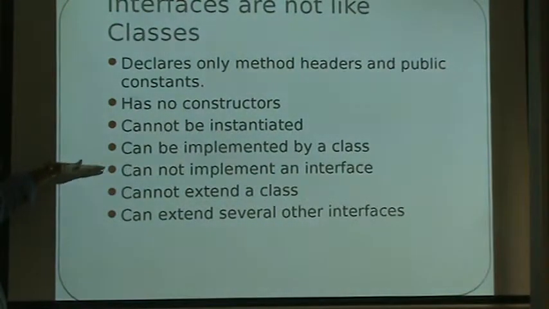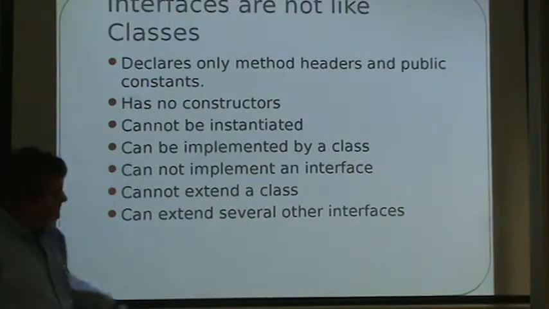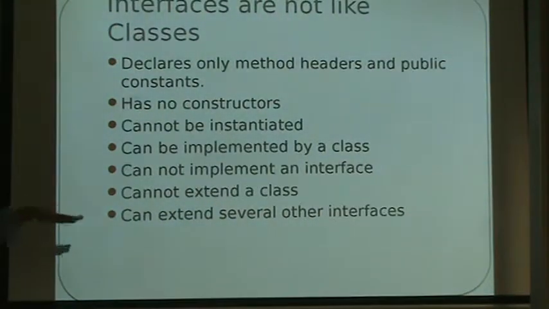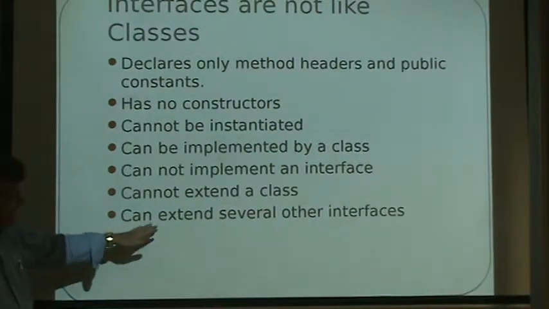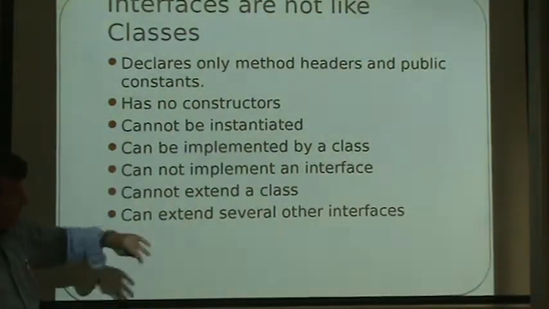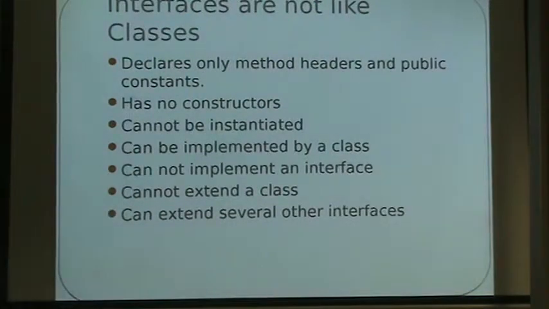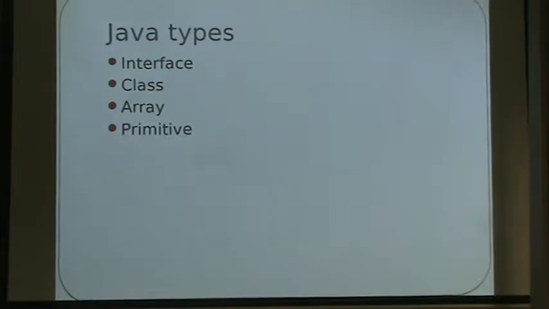They cannot implement another interface, so it's like there's no inheritance in interfaces. They cannot extend a class. So an interface can't say, I have these methods, plus I inherit stuff from a class, because then you could pick up storage and methods that have bodies. And you can extend several other interfaces. So an interface can extend another interface. That would be allowed.